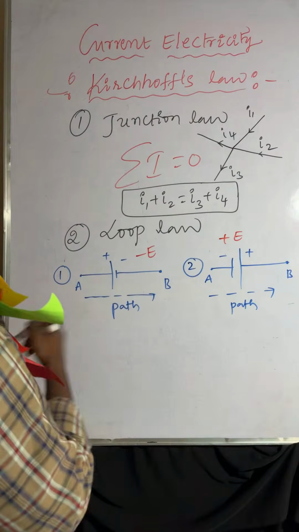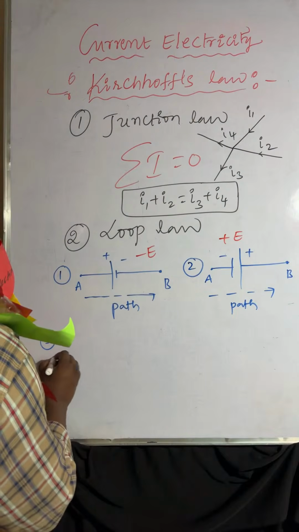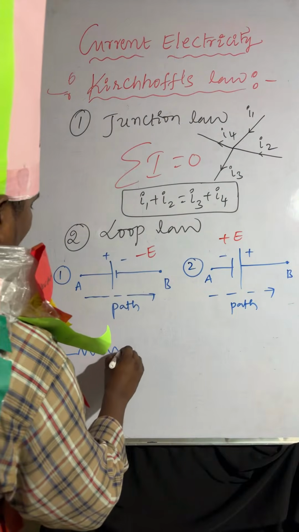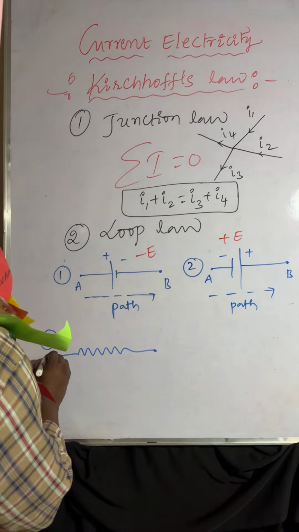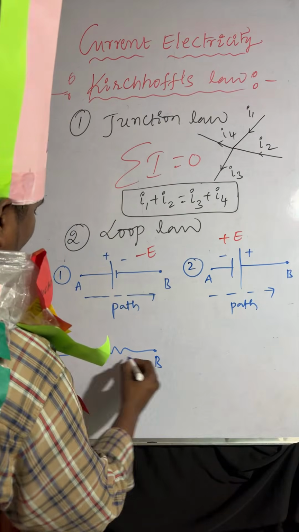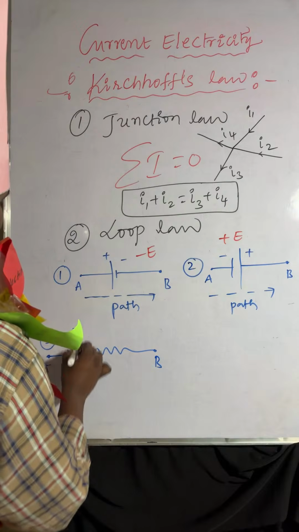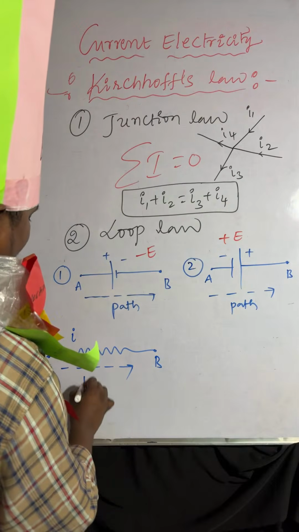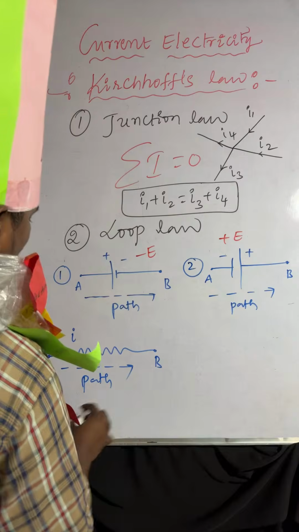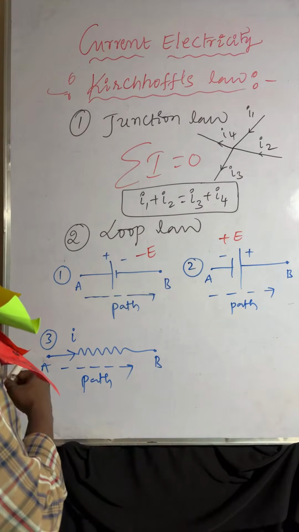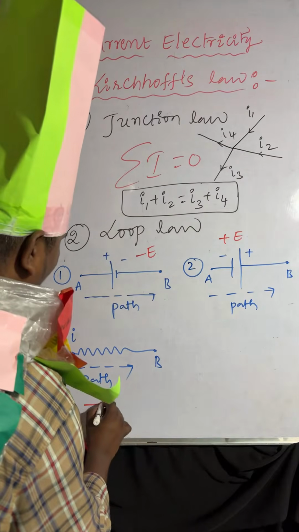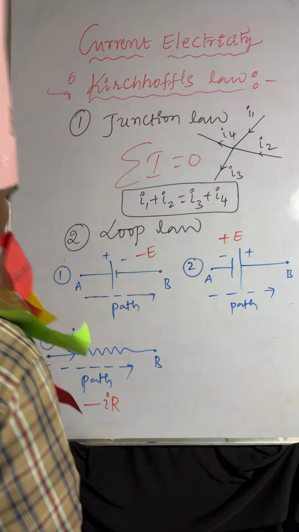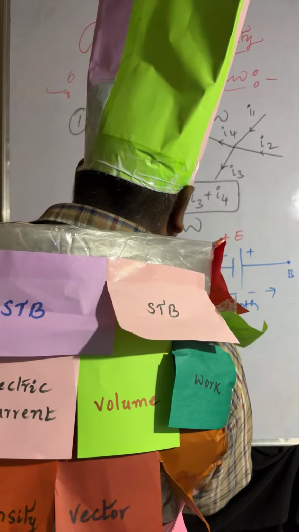And coming to the third one, you are going across a resistor. This is A and B, and you are moving along the current direction. This is the path direction. So there is a decreasing potential, that's why minus IR. Coming to the fourth one.